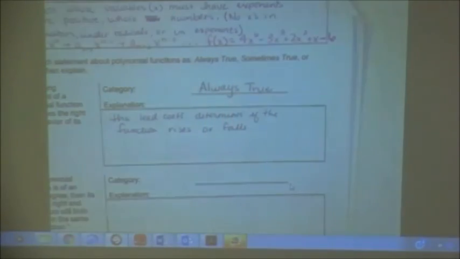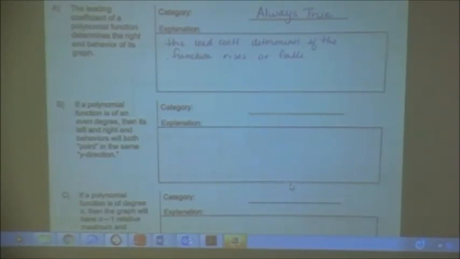It doesn't matter if it's an even function, if it has an even degree, or if it has an odd degree. That lead coefficient tells you whether or not that right side is rising or falling. It tells you whether the left side is rising or falling also. All right, what about the next one? If a polynomial function is of an even degree, then its left and right end behaviors will point in the same y direction. Always, sometimes, or never? Always. Always true.